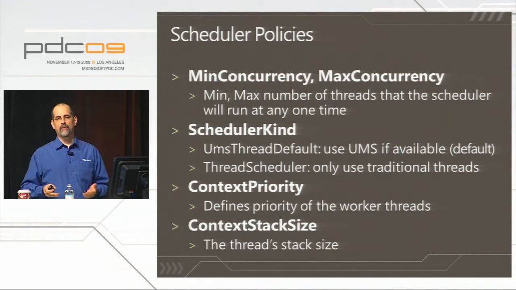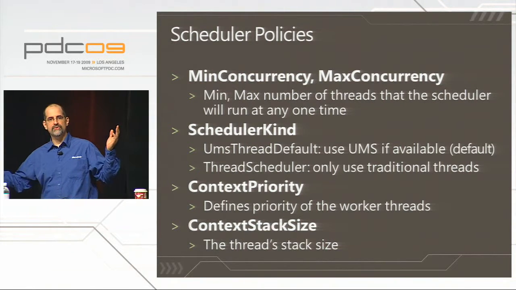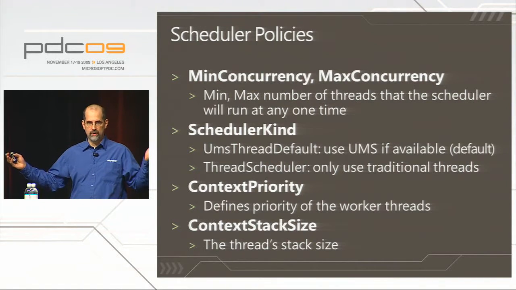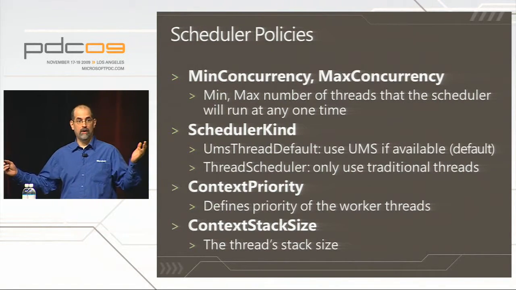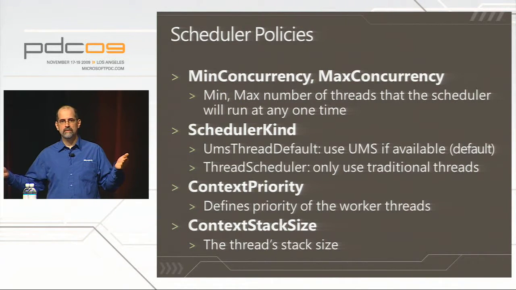Why would I do that? Why don't I just take the whole machine? Do all your algorithms scale? Sometimes the answer is no, right? That's actually kind of hard. So if you know your algorithm doesn't go beyond 8, set a max concurrency of 8.